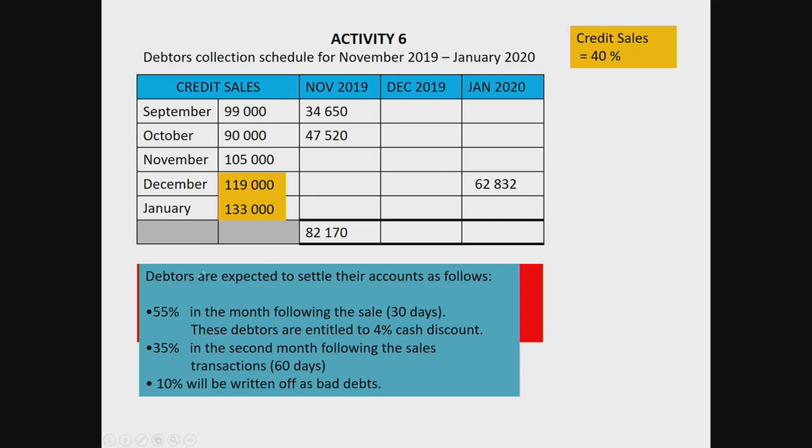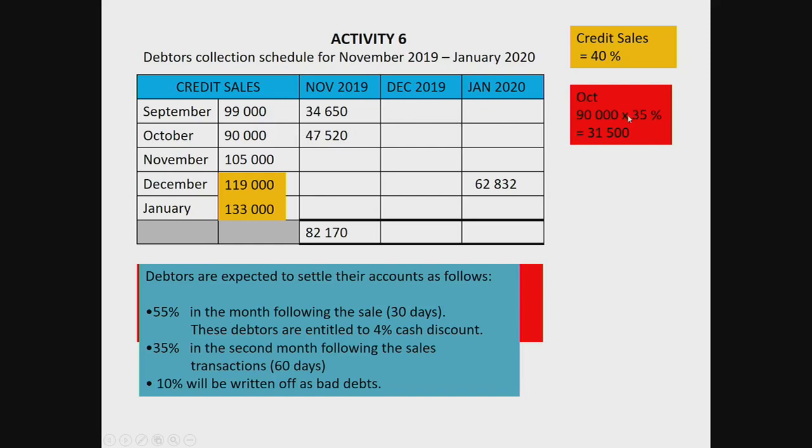Okay? So all we have to do is, if I'm in October, 55% in the month following the sale. In other words, 55% of them are going to pay in November, but I had to take away a 4% discount. And then it says 35% will pay in the month after that. So in other words, if I go to October, that's now the 90,000.